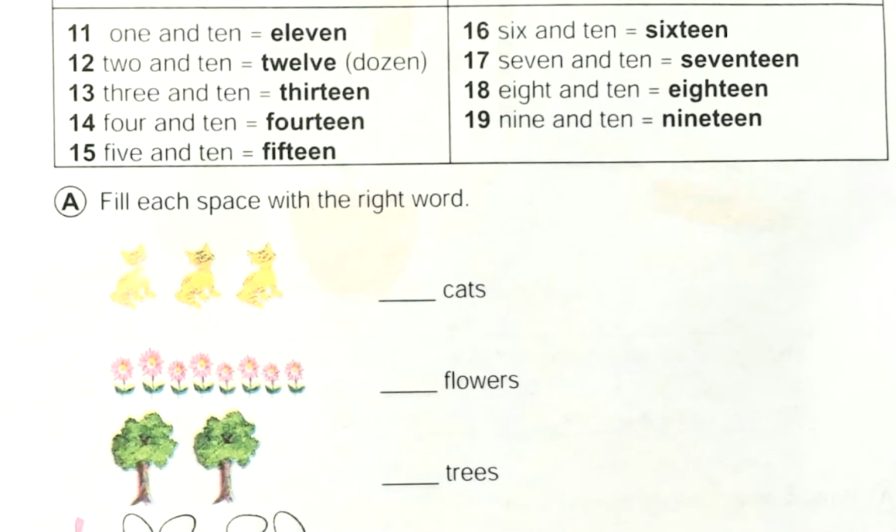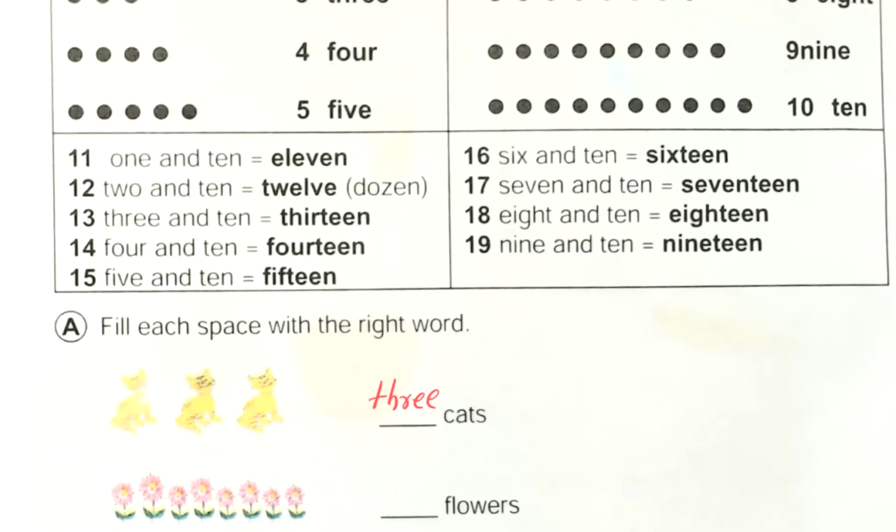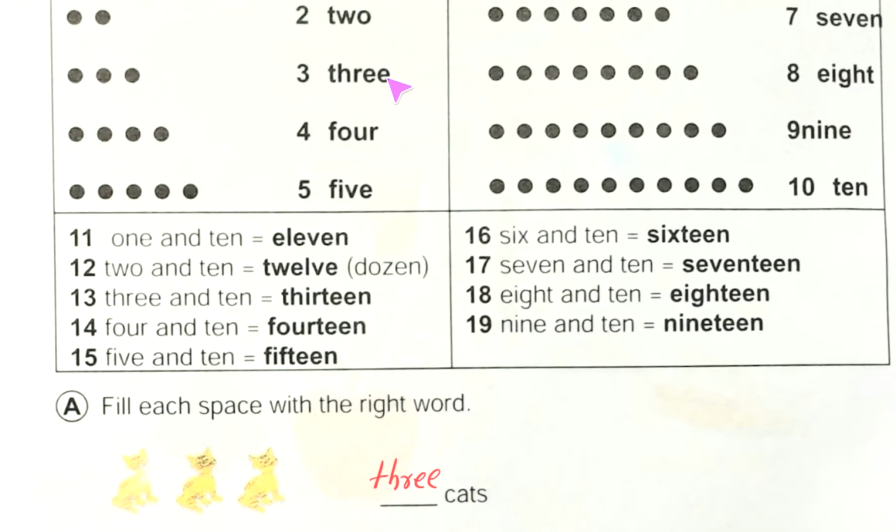See, it's written, fill each space with the right words. So easily we can do. There are 3 cats, 1, 2, 3. So we will write here 3, THREE, 3 cats. If you don't know the spelling, it is written here. You should memorize it for your future life. You should memorize, nothing to do.